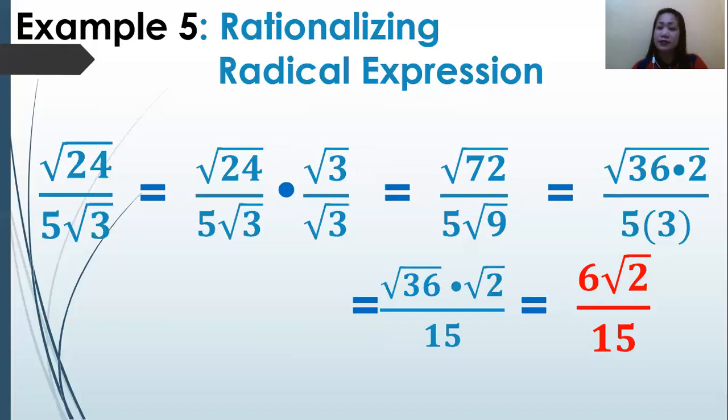Let's proceed. 72 has two numbers that you can multiply: 36 times 2 is equal to 72. 36 is a perfect square, so we have 6 times the square root of 2. And then the denominator will now be 5 times 3, we have 15. So our final answer is 6 times the square root of 2 over 15.